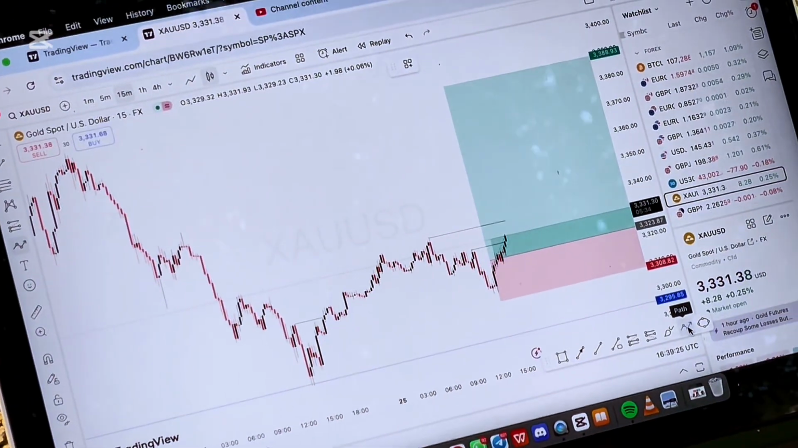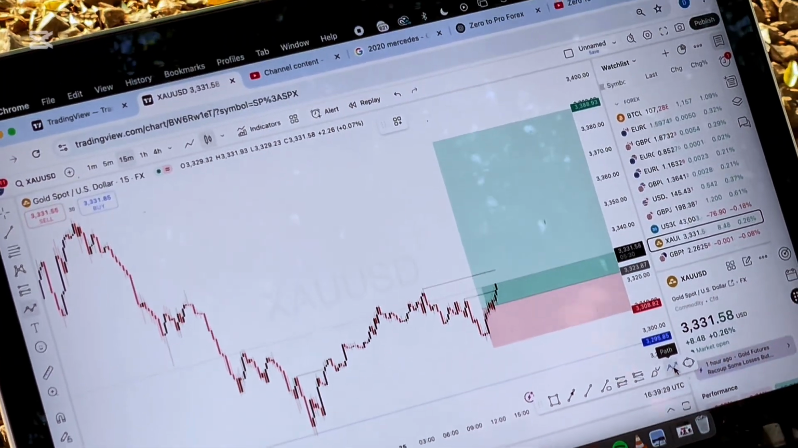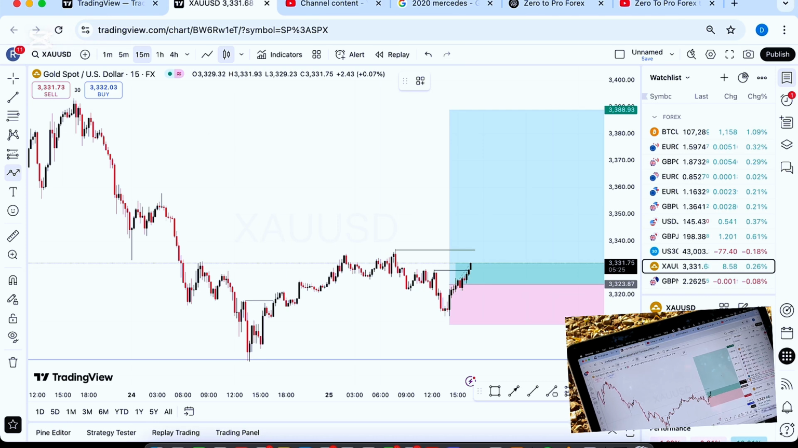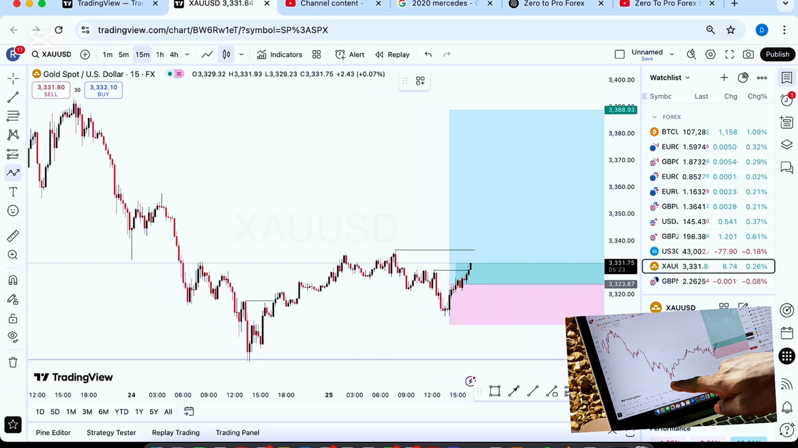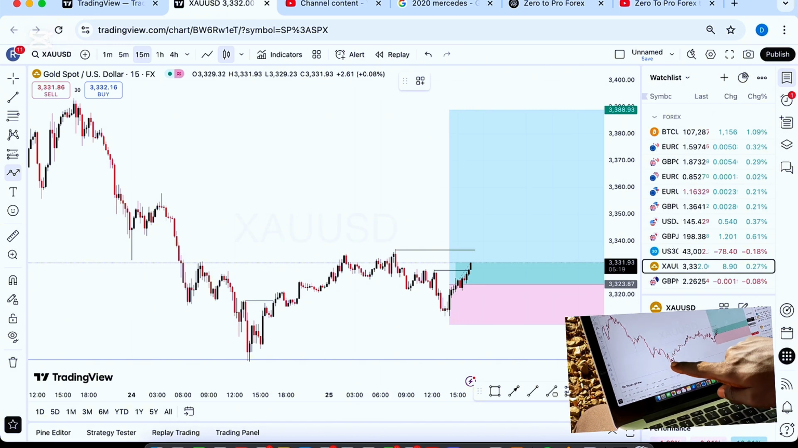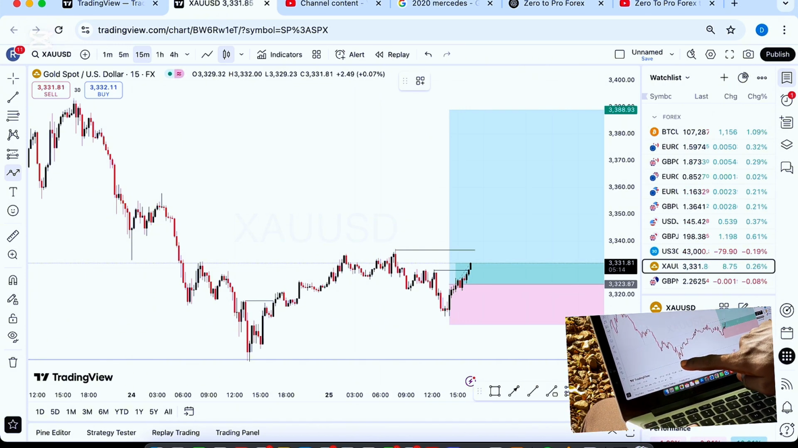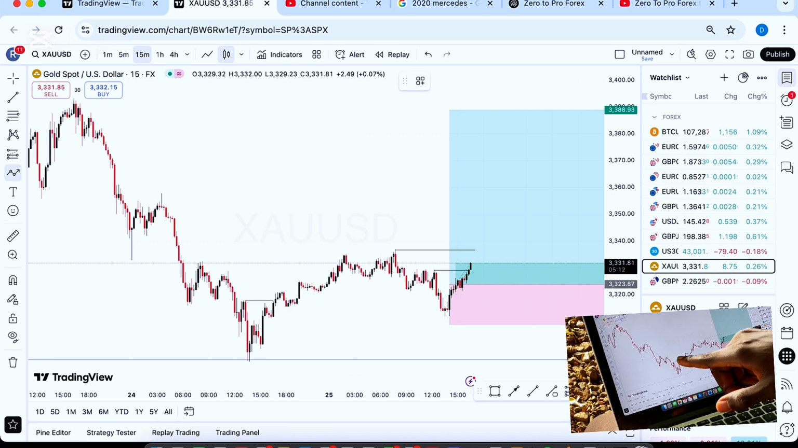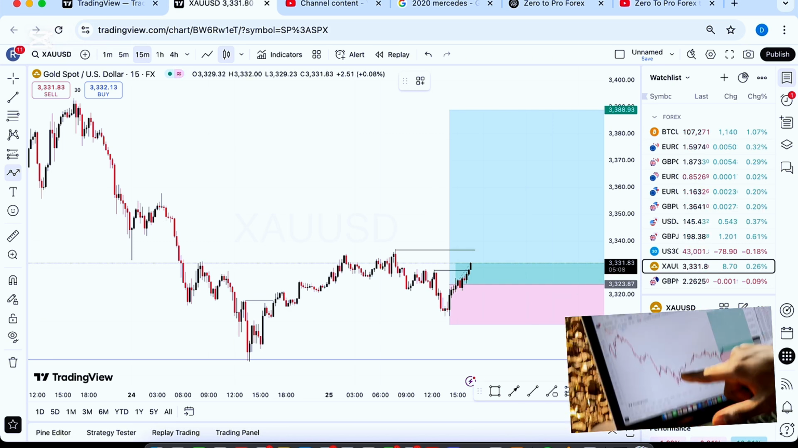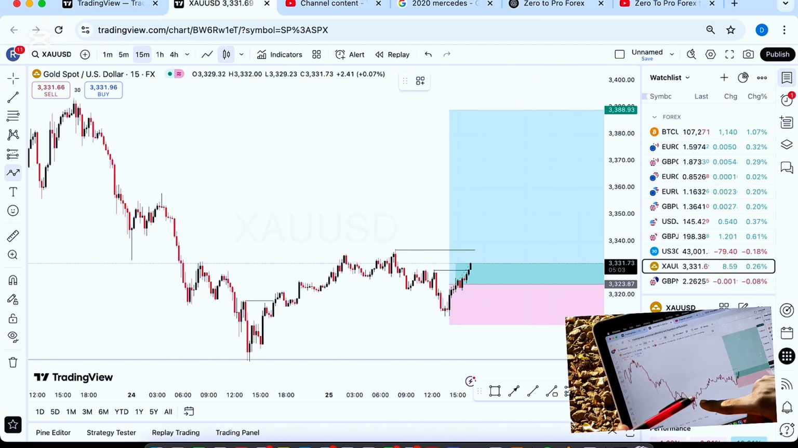This is because a CHoCH is the one that's a change of character for me. A downtrend to an uptrend, or uptrend to a downtrend. So you said this is a significant low. Yes, and this trend has not yet tried to pick out this low. So I just feel like it's a CHoCH.